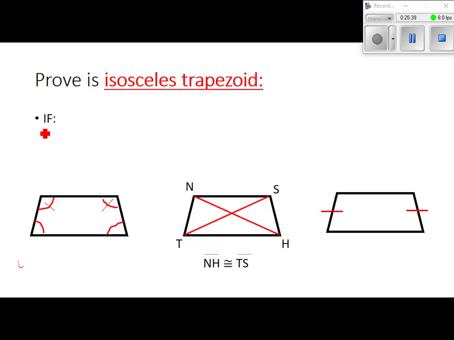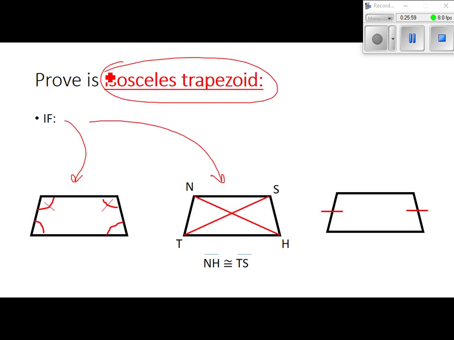To prove something is an isosceles trapezoid. So if we know the shape is a trapezoid, ways to prove it, we could prove that the base angles are congruent. We could prove that the two diagonals are the same length. So if the diagonals in a trapezoid are the same length, then we know it's an isosceles trapezoid. Or we could prove that the two legs are the same length. Ways to prove a trapezoid is isosceles.